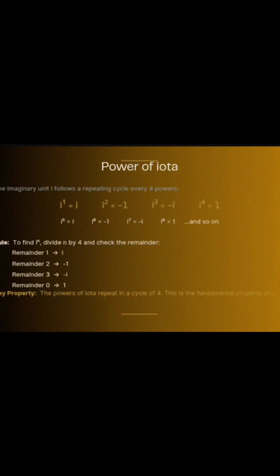There are some key properties. The powers of iota repeat in a cycle of 4. It is a fundamental property of iota. Here you can see how we have denoted them.